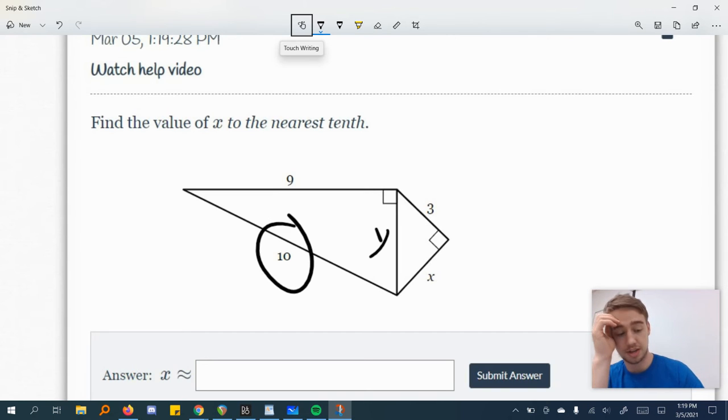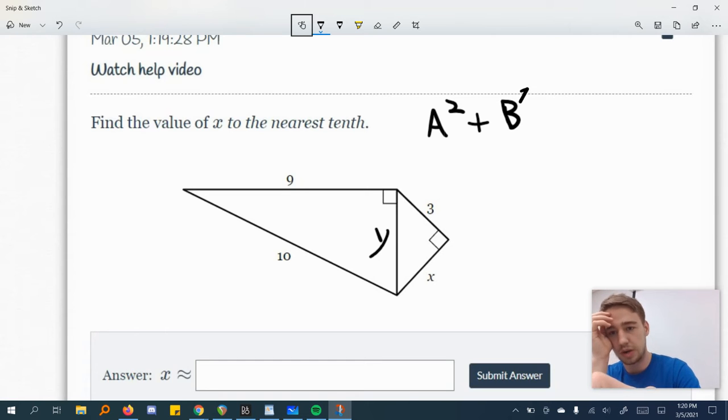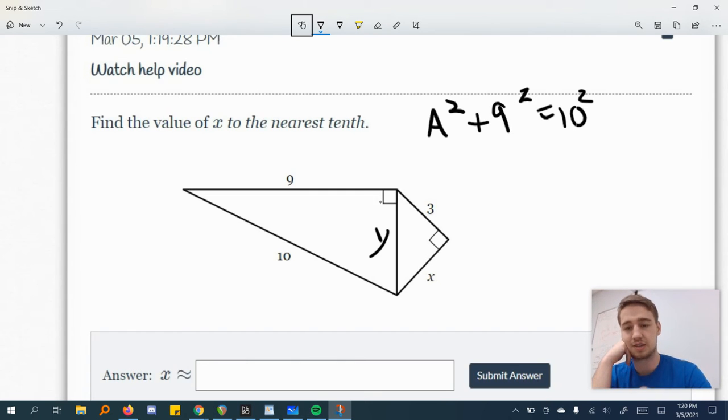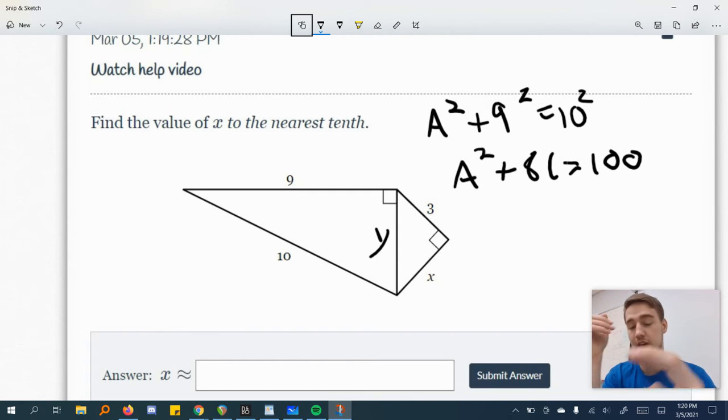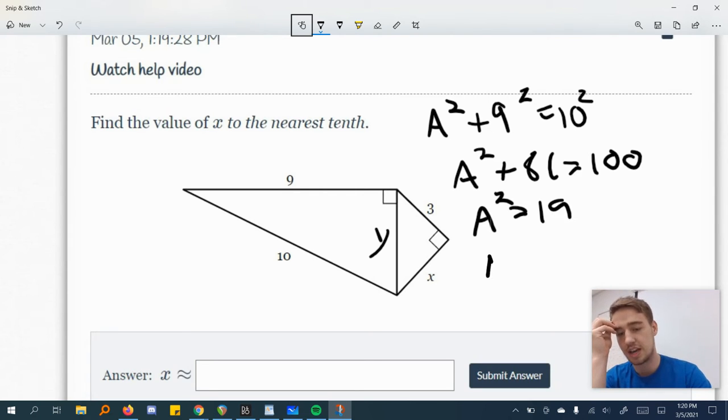Since we have the hypotenuse, we're going to go with a squared plus b squared equals c squared. We replace c with the number 10 because that's our hypotenuse, and a or b, not mattering which, with 9 because that's the other leg. So we have a squared plus 81 is 100. If you loop that around a little bit, you get a squared is 19, and a equals radical 19.